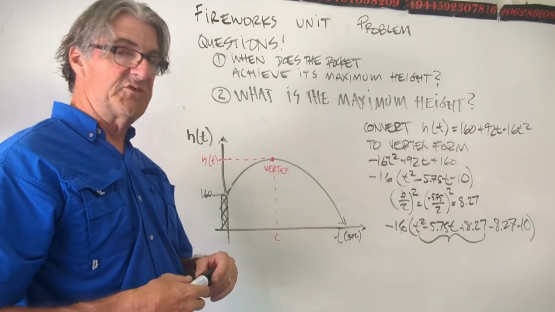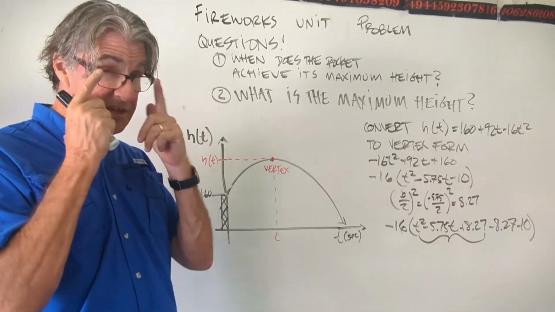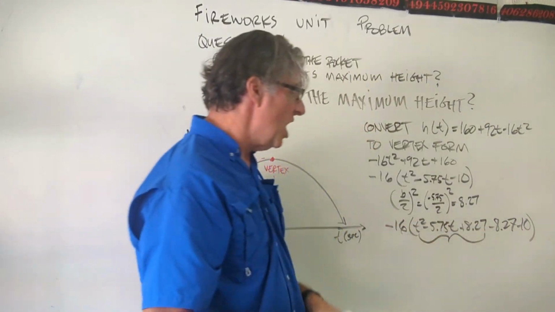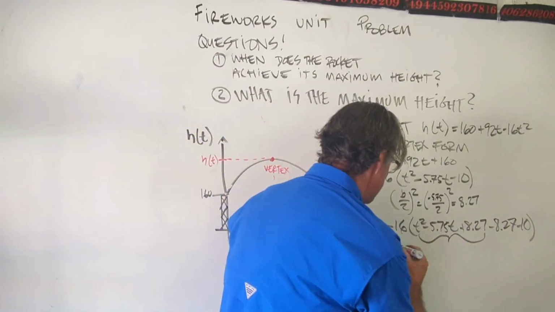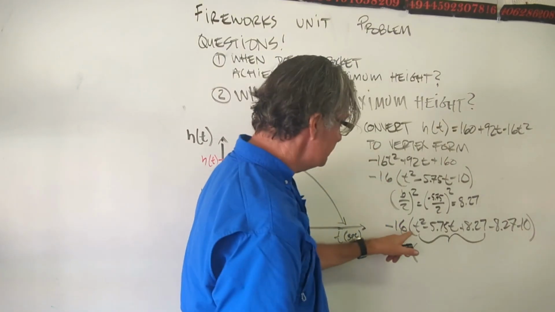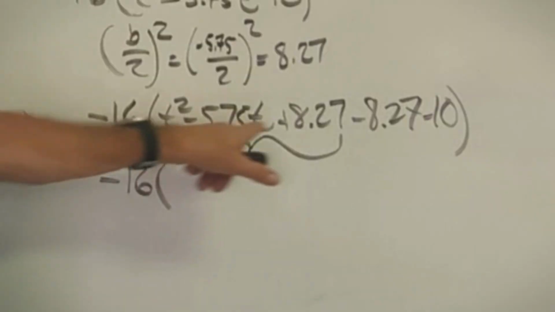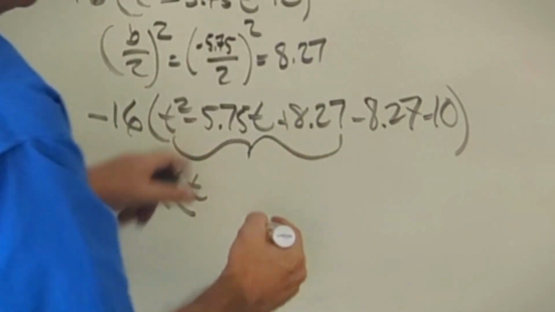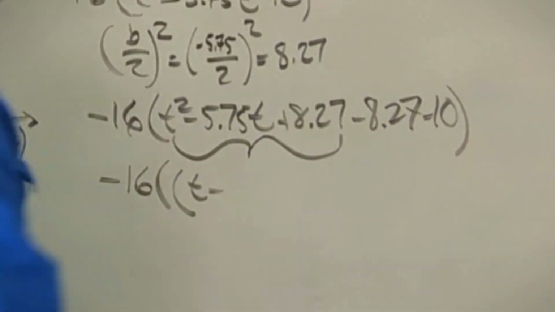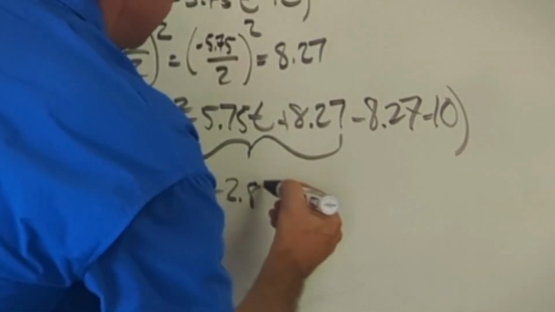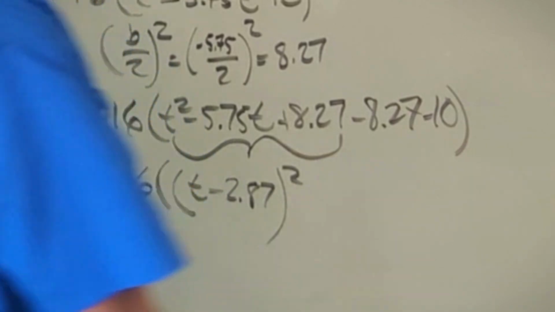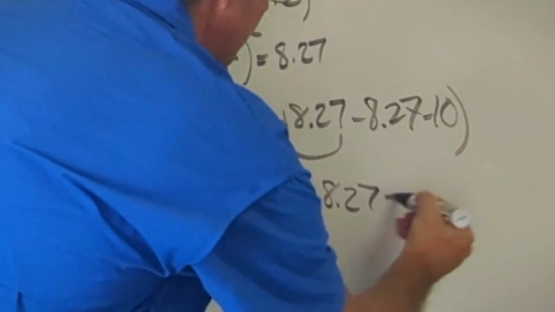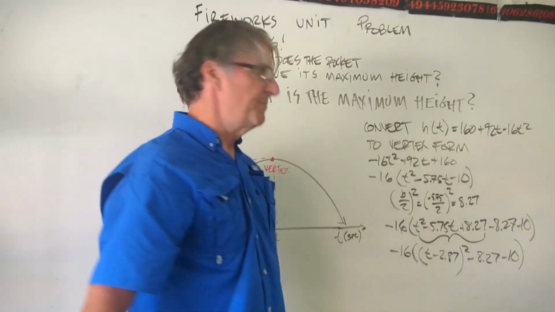Now, I'm not going to review perfect square factoring. We have that in other videos and other portions of the class. But suffice it to say that this piece here becomes something else. So I have my minus 16, the parentheses for the whole thing, and then when I factor this down, perfect-square-wise, it gets its own parenthesis, and it's going to be minus half of that, which is 2.87. And then I bring my squared up. So I took care of this positive one. I still have my minus 8.27 minus 10, close my parentheses.